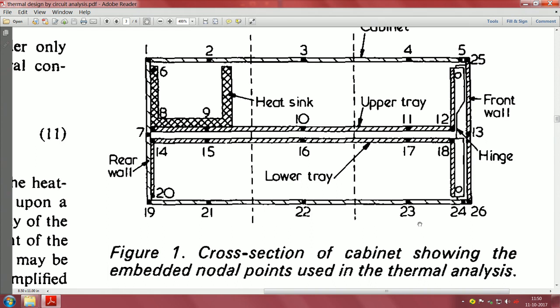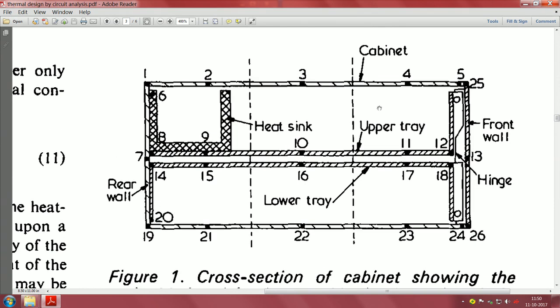So, they have a small heat sink, and there is a front wall, then we have trays, and this is the enclosed cabinet inside. So, how things are attached. We have a hinge which probably helps in lifting this door, and then this can be lifted out, and we can see how things work.